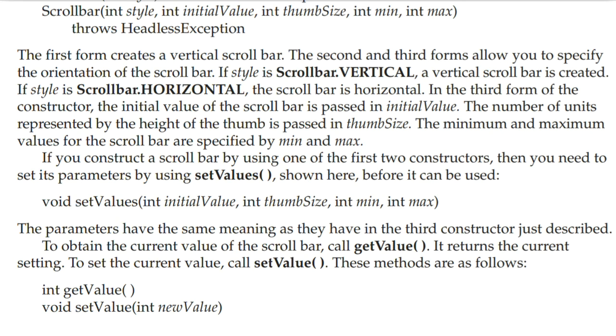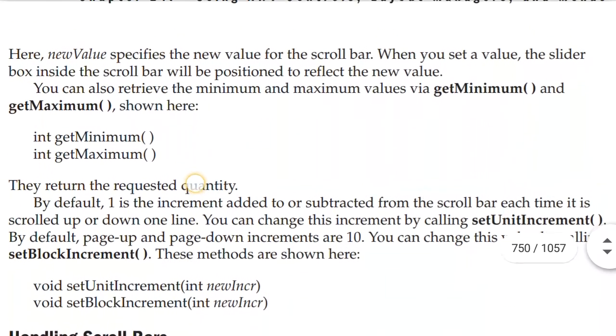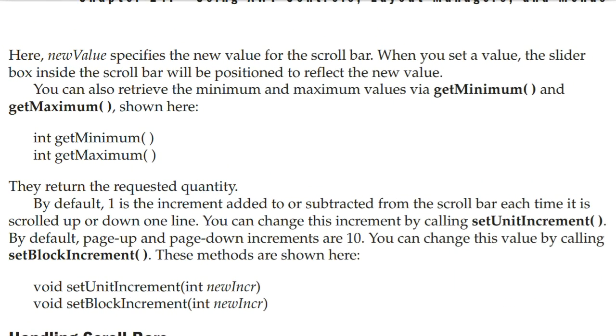To obtain the current value of the scroll bar, call getValue. It returns the current setting. To set the current value, call the setValue method. These methods are as follows: int getValue(), void setValue(int newValue). Here newValue specifies the new value for the scroll bar.